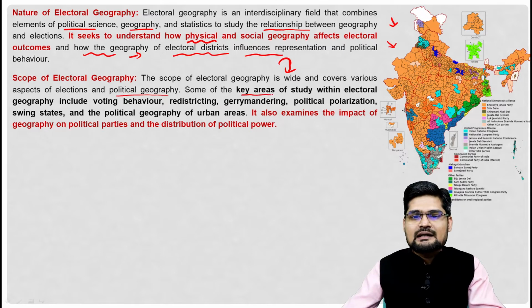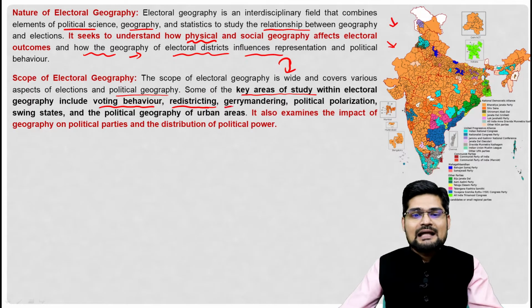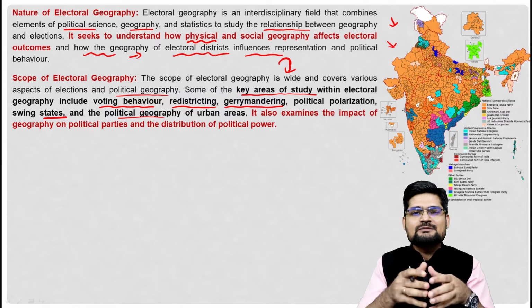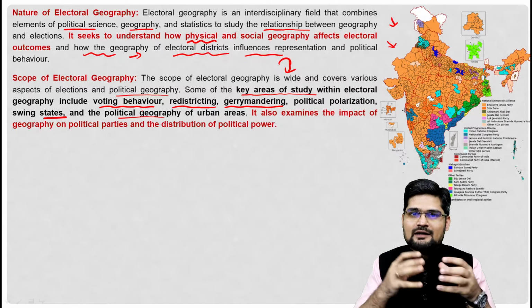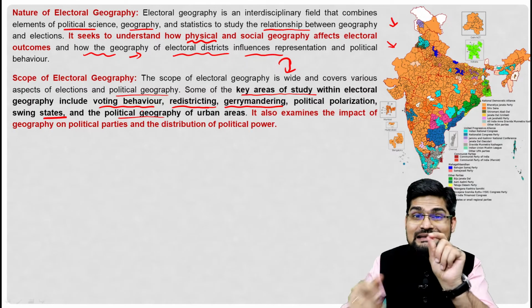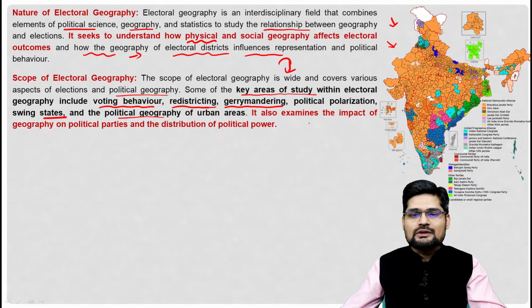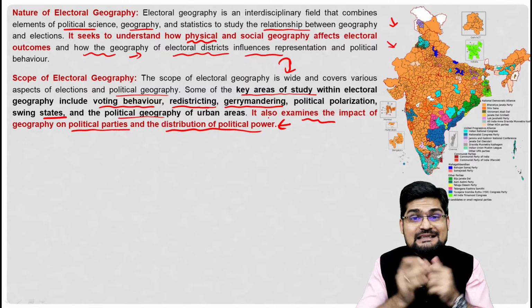So some of the key areas of study within electoral geography, if you observe, is related to voting behavior of people, redistricting, which means organizing the districts again, and gerrymandering, political polarization, swing states, and several other concepts related to urban as well as rural political geography. But urbanism dominates, and urban political geography dominated in the 1970s, and then it took over the entire areas from urban to rural. So it also examines the impact of geography on political parties and distribution of political power on space. This is what is the scope.